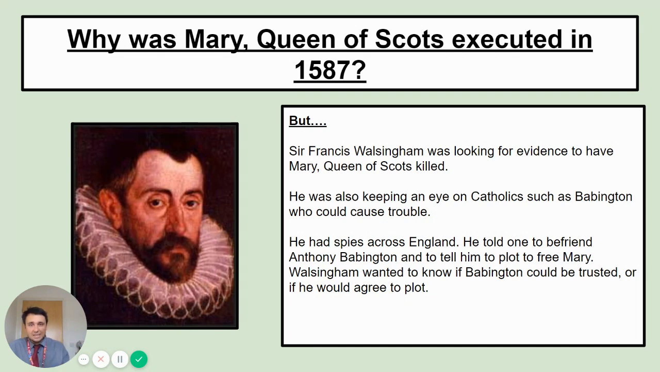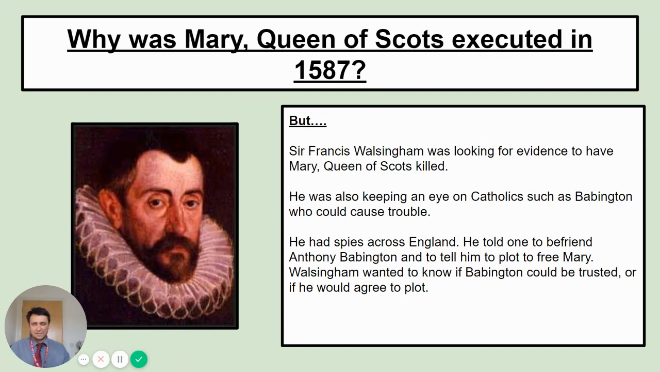Even the person delivering beer into Mary, Queen of Scots' castle was a spy, was working for Walsingham. Babington didn't have a clue at all. He thought he was working with genuine Catholics, but they weren't. They were Protestant spies. They were people that Walsingham was paying.